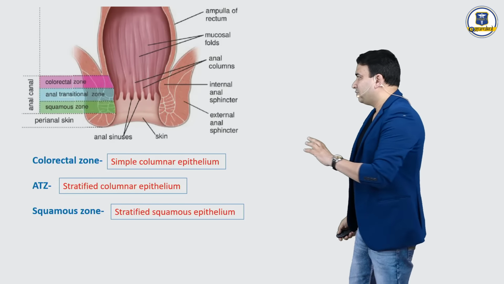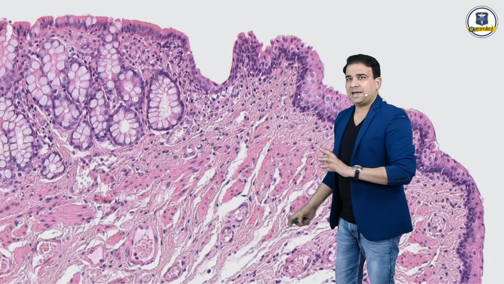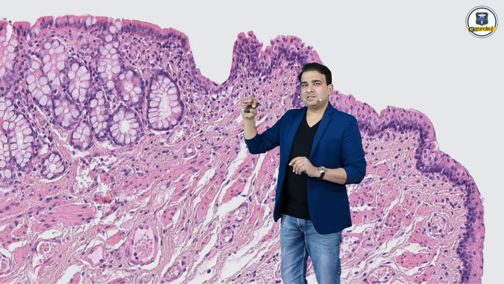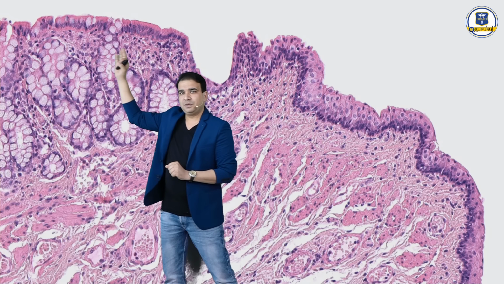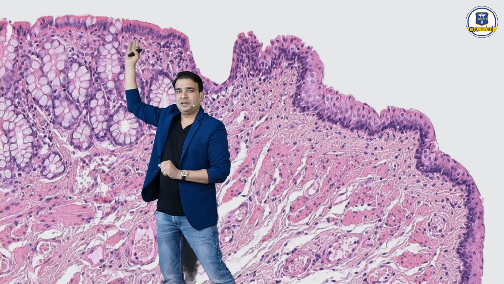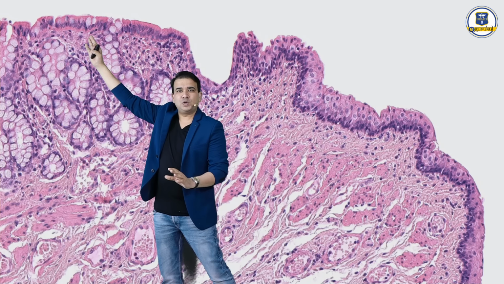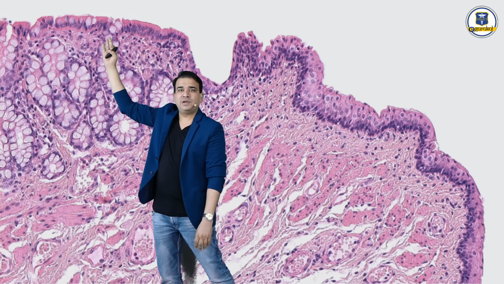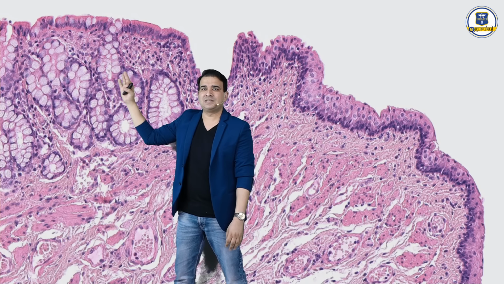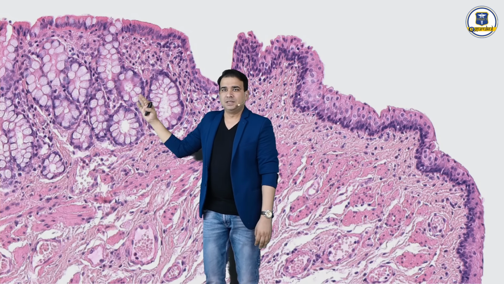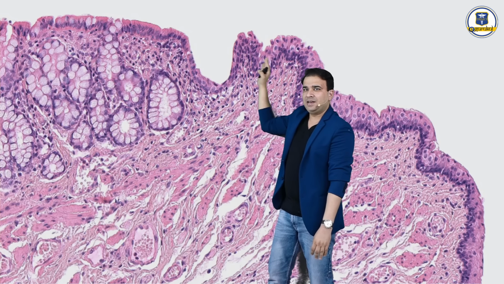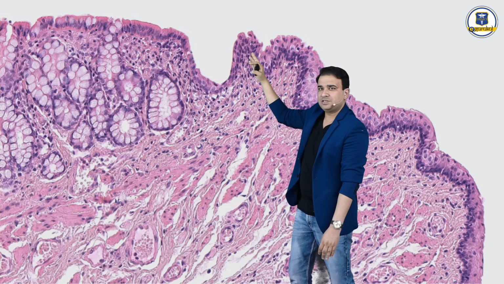Now, I couldn't resist showing this one wonderful picture that I have here. Now, look at this picture, guys. This is a picture which is showing all the 3 zones. On my extreme right, you can see this lining epithelium is the usual epithelium of the large intestine, which is a columnar epithelium, and you can see all these goblet cells which are invading in. This here is the ATZ, the anal transition zone. Now, look at this anal transition zone.